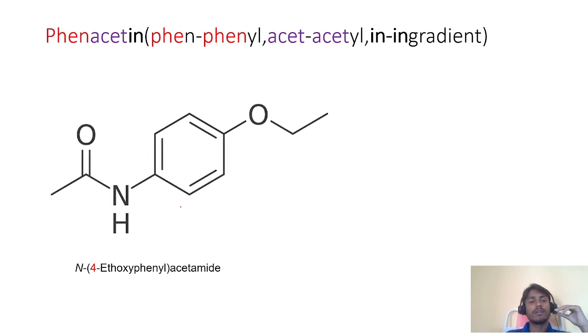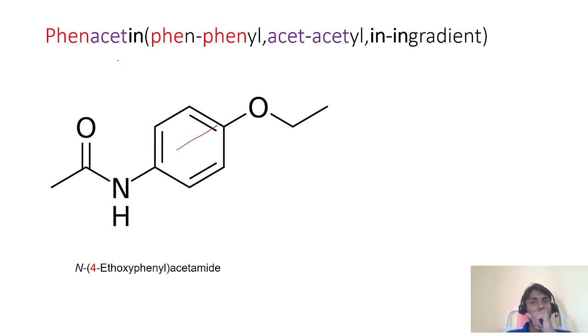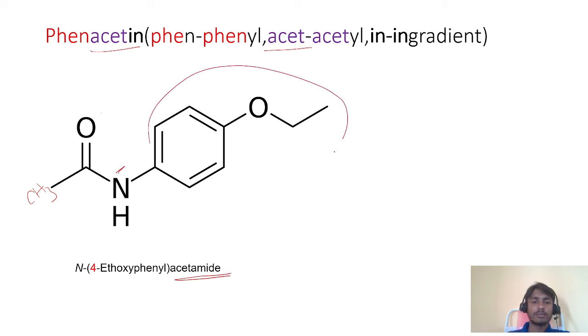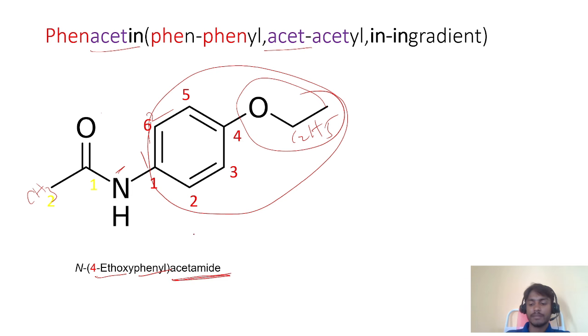Next, phenacetin. A phenyl group is there, an acetyl group is there, here CH3CO, the acetyl group. When it comes to the IUPAC name, it contains an amide group, and also it contains an ether group. So the amide group will get first priority, hence acetamide, the two-carbon-containing group. On the nitrogen, what is there? Here the entire substitution, what is the name of that substitution? 4-ethoxyphenyl, 4-ethoxy, C2H5. So 4-ethoxyphenyl acetamide, that is phenacetin.